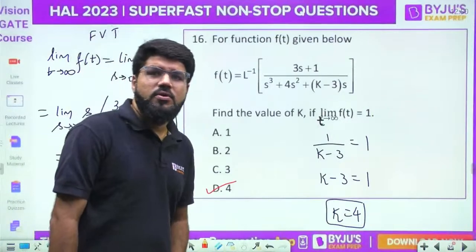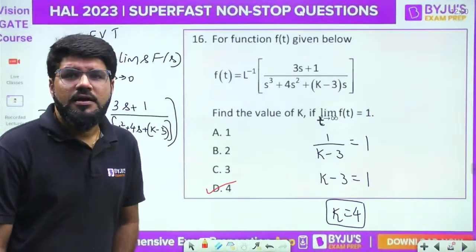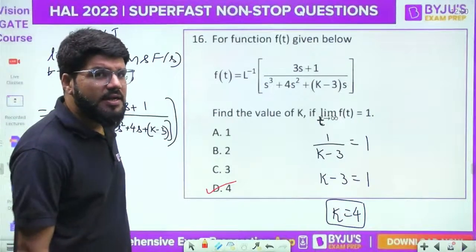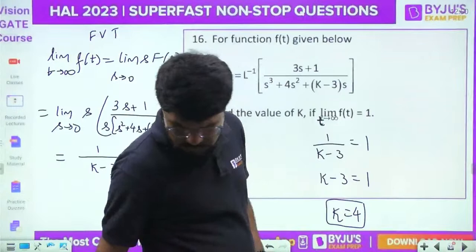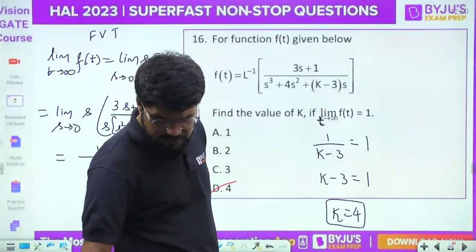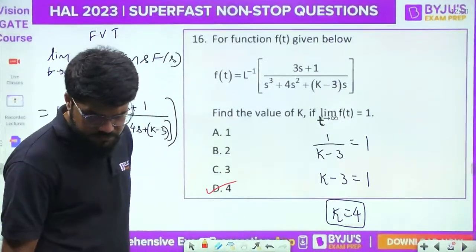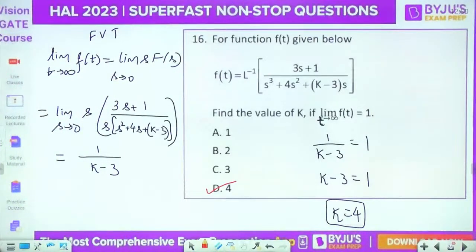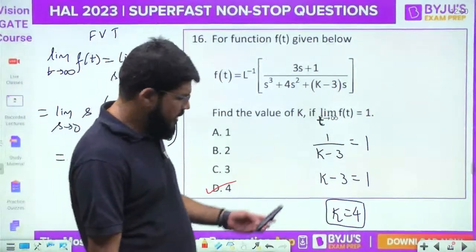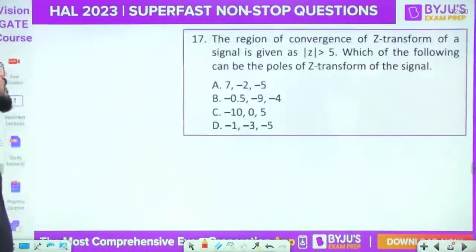Yeah, correct answer for this: Prem, Kunal, Rahul, Subodh, Meena, Bhanu Prakash, Chinmoy. Correct answer is D. Right? Chalo, done. Next question, number 17.